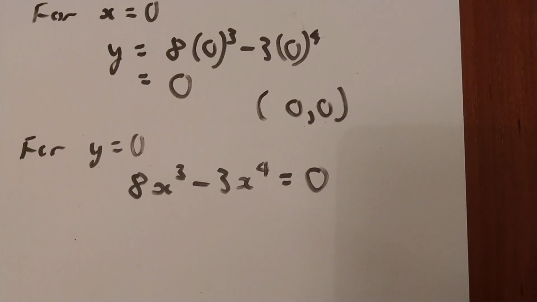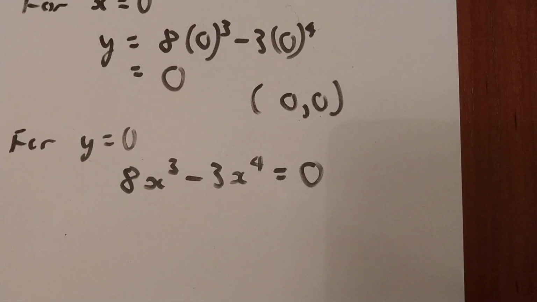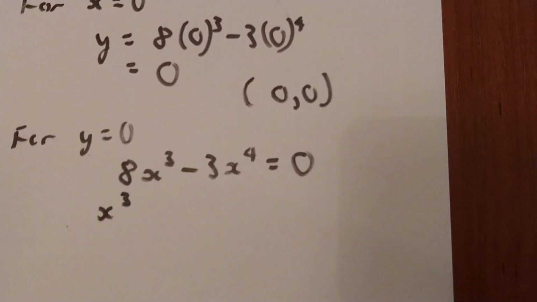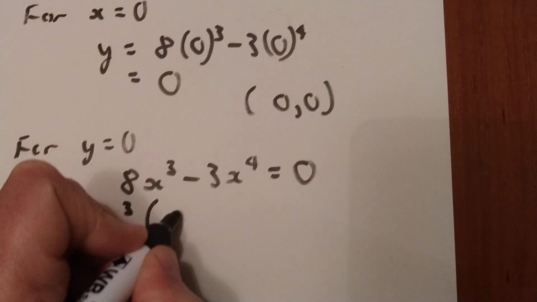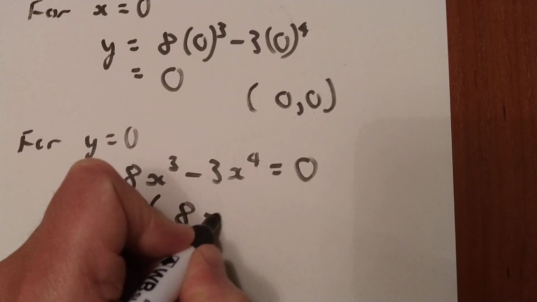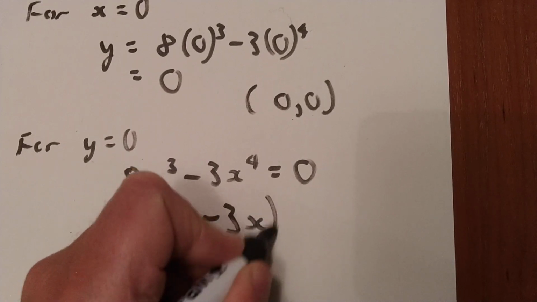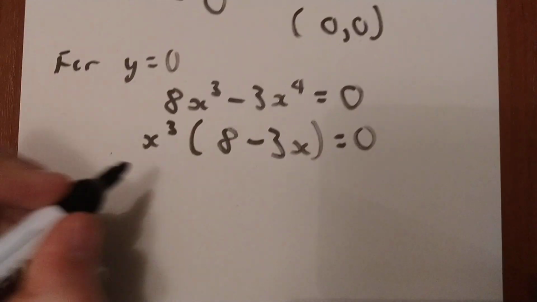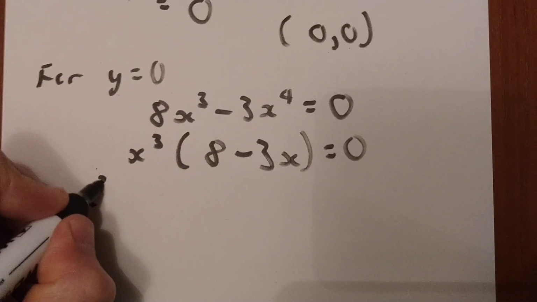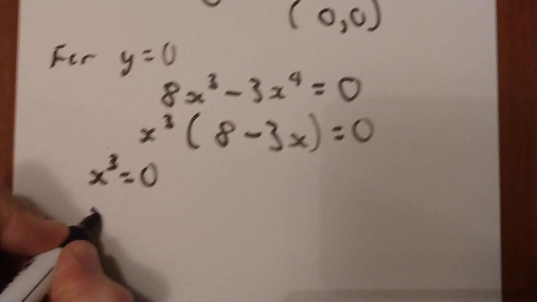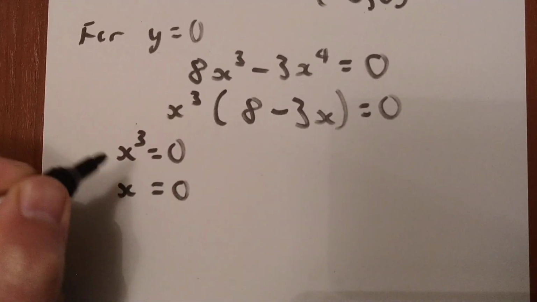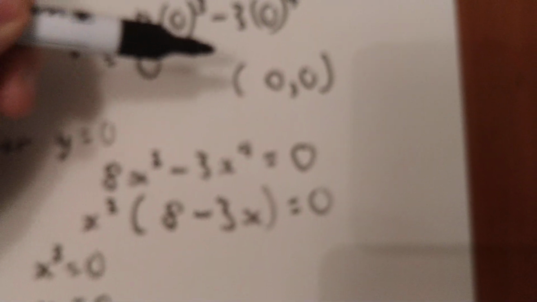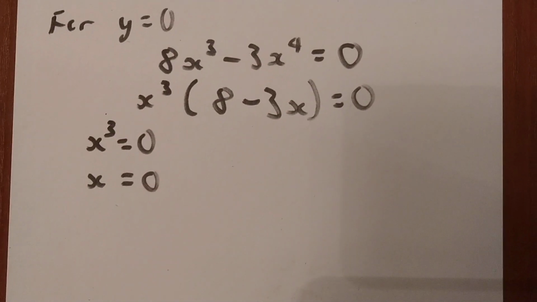Solve in the usual way, that is, always look to factorize first. So I've got a common factor of x cubed. If I take out my x cubed as a common factor, I've got 8 minus 3x equals 0. Two things multiplying to be 0. Either the first thing equals 0, which gives me x is 0, which I expected because I already have identified that the point 0, 0 is on my curve. So that works there.